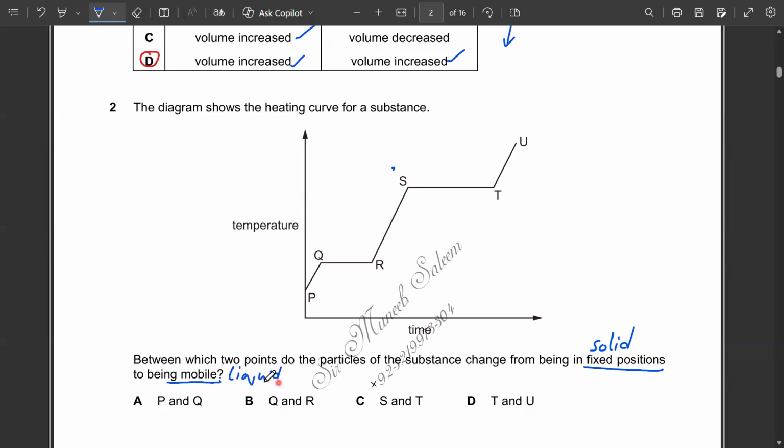However, we know that in this graph we cannot simply move straight from the solid to the gaseous state. It means they are referring to the liquid state, not the gas state. Here we have the horizontal lines indicating the plateau lines. They are representing the change in state, or in other words, the phase change.